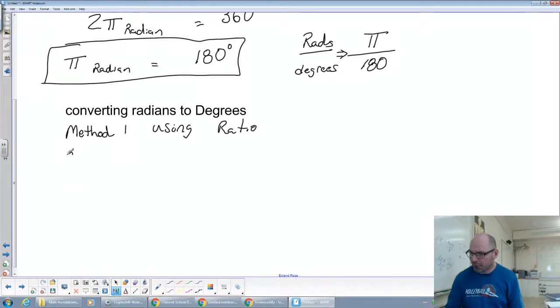Okay, so convert, let's say, I don't know, 8.5 rads into degrees.